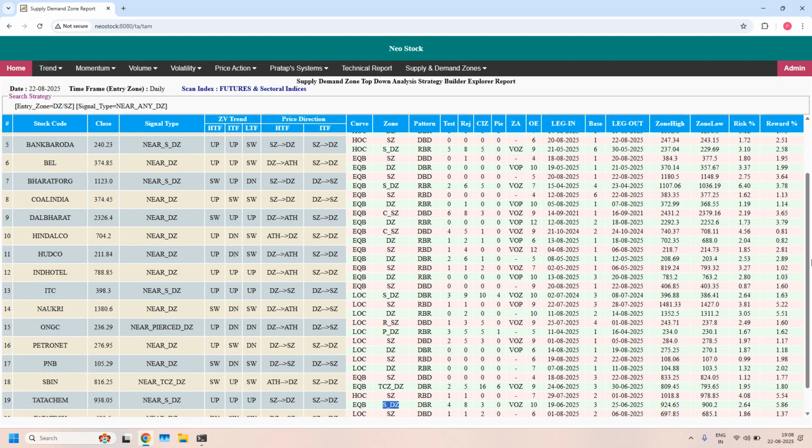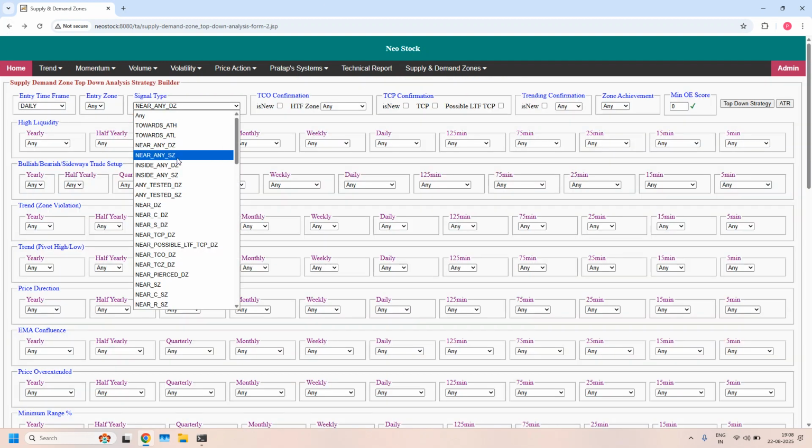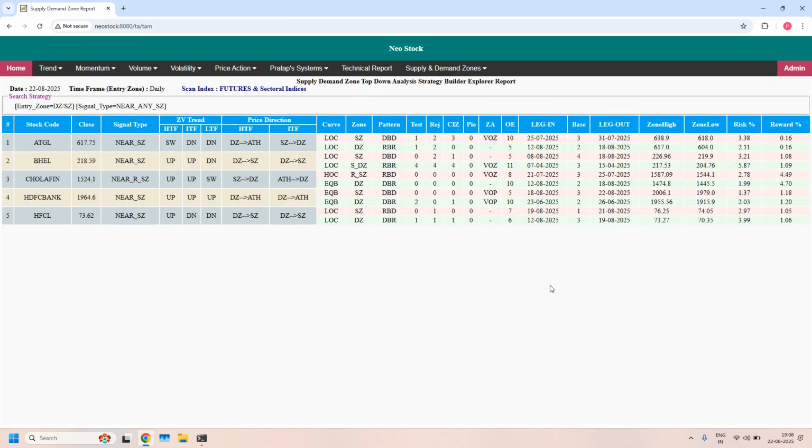Okay, next for daily time frame, stocks near to the daily supply zone, we got 5 stocks. Let us identify daily high liquidity supply zones. Cholamandalam Finance is having a daily high liquidity supply zone. We got only 1 stock.